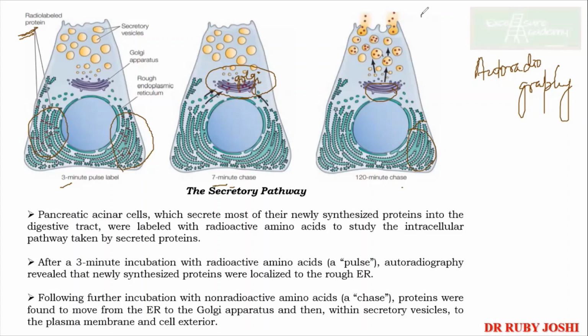Now, did you get the concept of pulse? You incubate for some time, then stop. Incubate for a longer time, then stop. Then again a further longer time, then stop. This gave the secretory pathway of a protein. So what do we understand from this? What is the path here? After translation, the protein goes to your rough ER. Next, it goes to the Golgi apparatus. Next, it goes to the secretory vesicles. And then after that, it is secreted out.